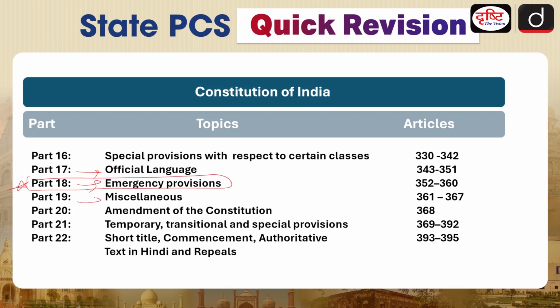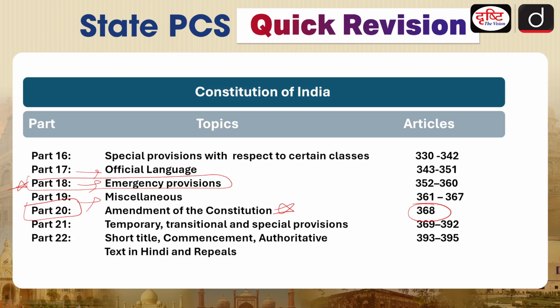Then part 19, that is miscellaneous. Part 20 is amendment of the constitution. Now, part 20 is also important, and article 368 is important for you. So please remember this. Moving further, part 21, that is talking about the temporary, transitional and the special provision.